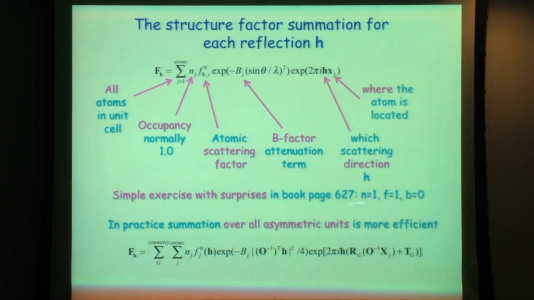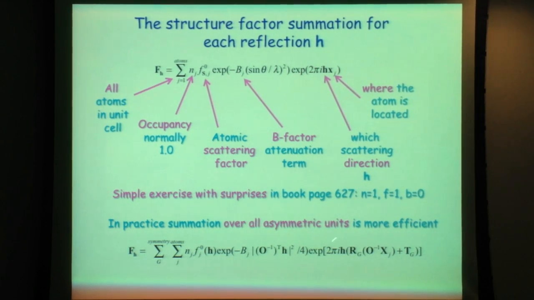So he wants you to consider this equation and put in, say, the case n equal 1, f equal 1, and b equals 0. Then what happens? Well, if we put in b equals 0, then this whole thing here, the exponential quantity, goes to unity. E to the 0 is 1. If we put in a unit scattering factor, say the same scattering power as a hydrogen atom, okay, that's 1. And say n equal 1. So if we say that this site is fully occupied, this structure factor for reflection H just comes down to e to the 2 pi I h dot x.